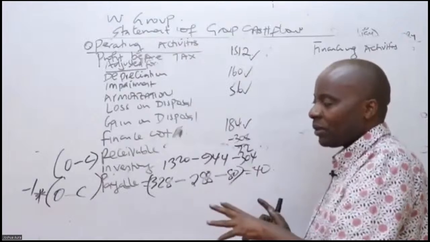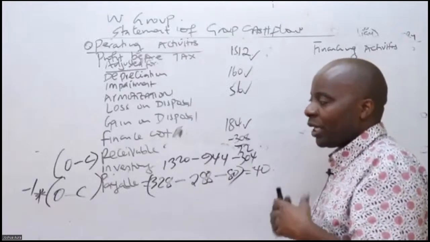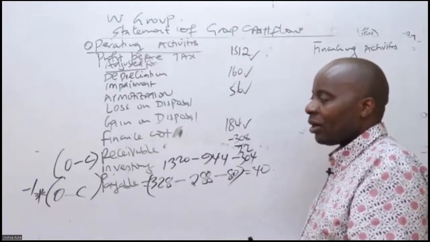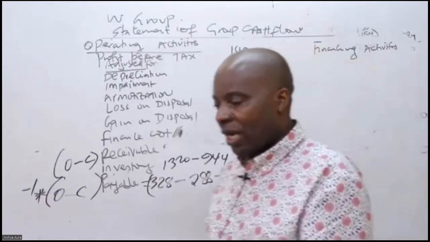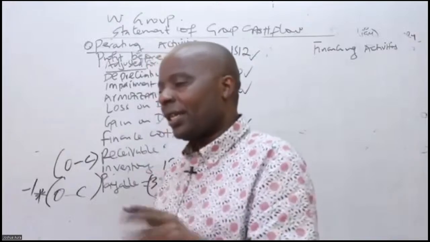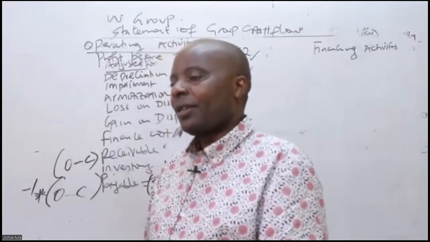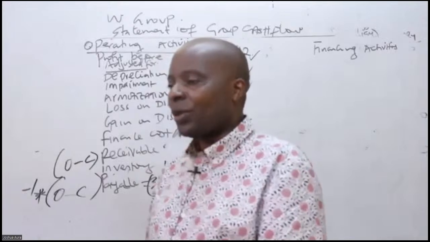It is OC, opening minus closing. But whenever we get a liability, always remember to multiply this with negative what? Negative 1. It is something you'll get used to.